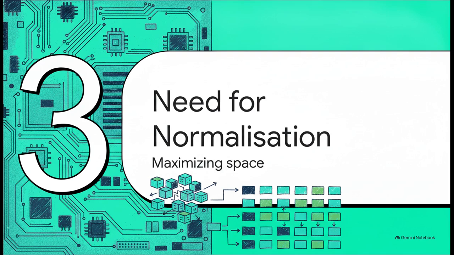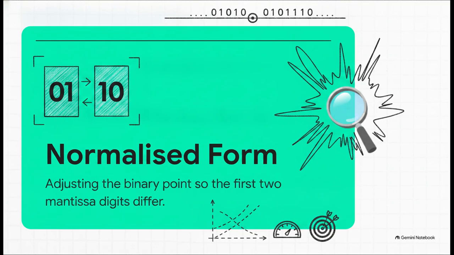Maximizing limited digital space. Look, because digital space is at such a huge premium, computers use this really strict rule called normalized form to make sure not a single bit is wasted. Before we tackle the big trade-off, we gotta understand this. Basically, the binary point is adjusted so that a positive mantissa always starts with 0.1, and a negative mantissa in 2's complement starts with 1.0. The core rule here is that those first two digits of the mantissa must always be different.